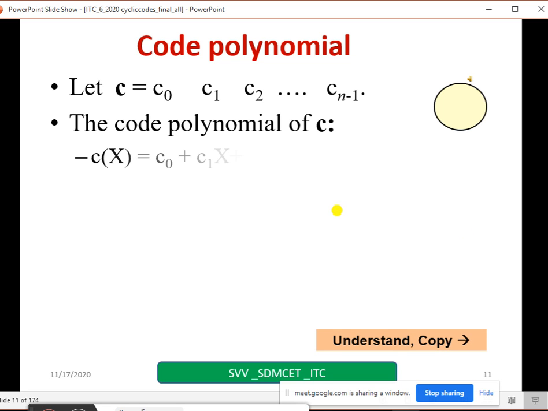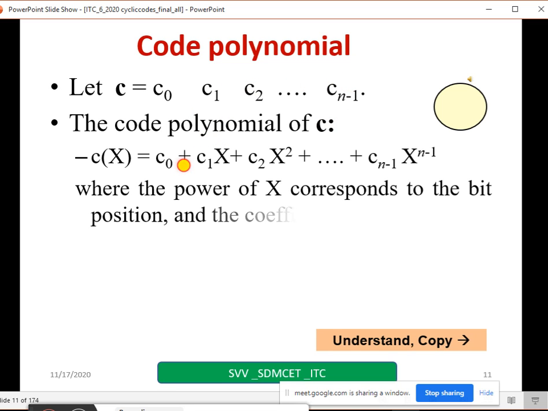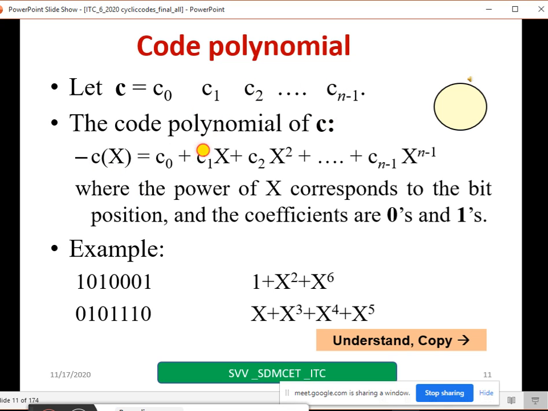Let c equal c0, c1, c2 up to cn minus 1. The code polynomial of c we can write as c of x. In some books they write v of x. Both are the same, don't get confused. Whatever I told, the same thing: v0, v1 x, v2 x square, like that. Some books write it differently, but the power of x corresponds to the bit position and the coefficients are zeros and ones.